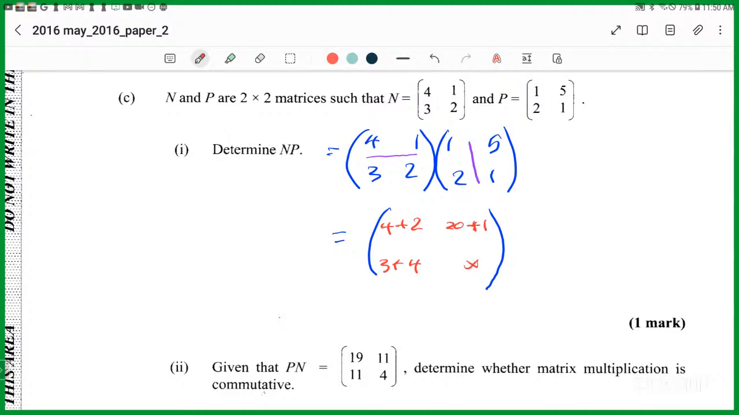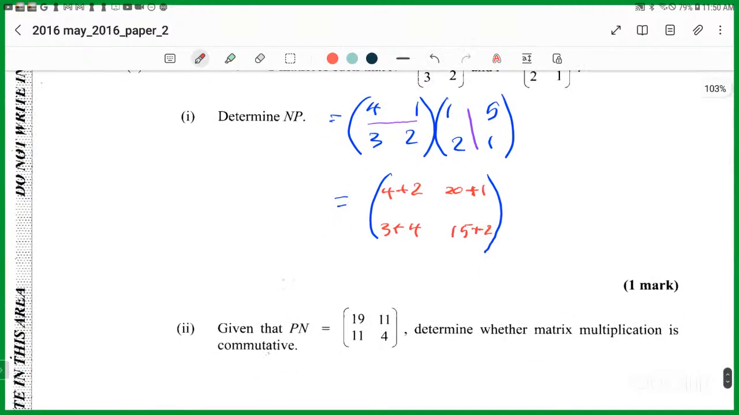The last value down here is positioned in the second row, second column. So to get it, we want to multiply this second row by this second column. It's first element times first element, second element times second element. 3 times 5 and 2 times 1. 3 times 5 is 15, and 2 times 1 is 2.